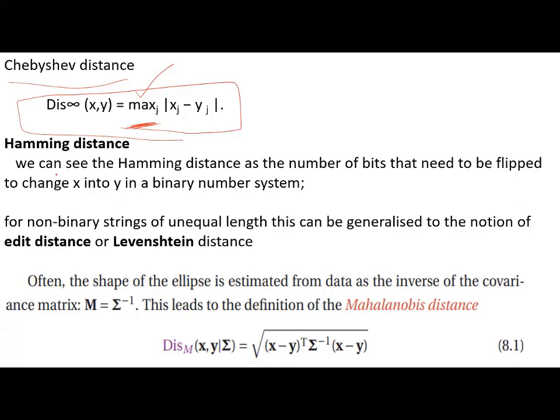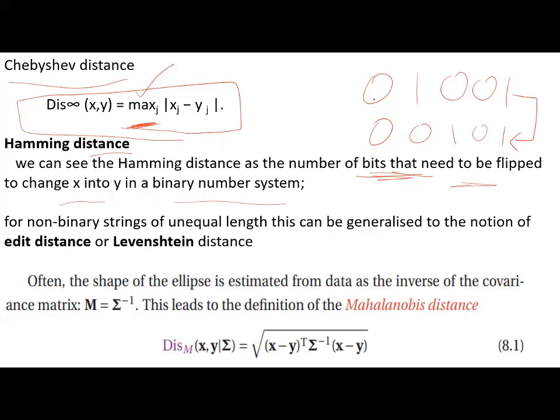In the same way, we have another one, Hamming distance. What do you mean by Hamming distance, my dear friends? Hamming distance is the number of bits that need to be flipped to change x into y in a binary number system. For example, 0, 1, 0, 0 and 0, 0, 1, 0, 1. How many numbers are changed to transform one into the other? The first 0 to 0, no change. This 1 to 0, 1 change.